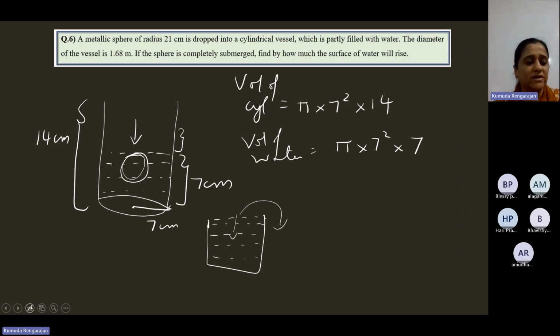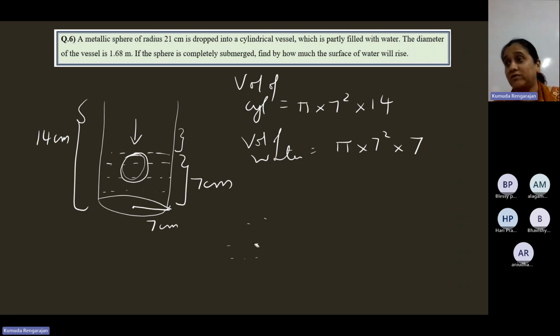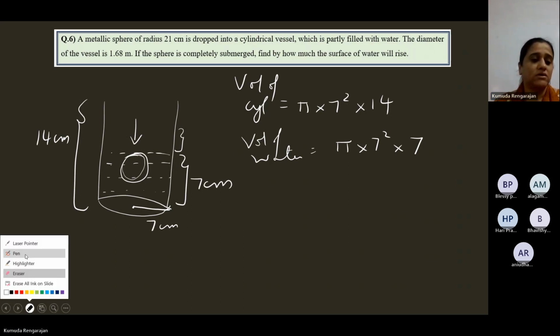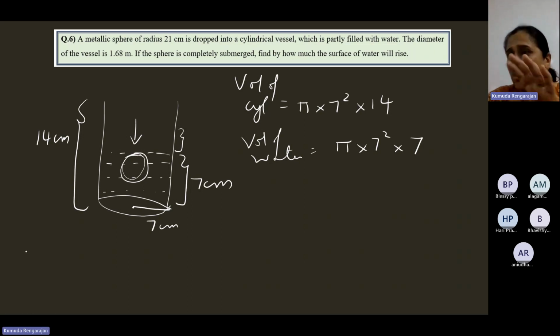Okay, now we are considering the case where the water doesn't overflow because the vessel is not completely filled with water. The vessel is half filled or somewhat filled with water. So when you drop an object inside this, the level of the water will rise up, correct? Now, your question will be to find the increase in height.